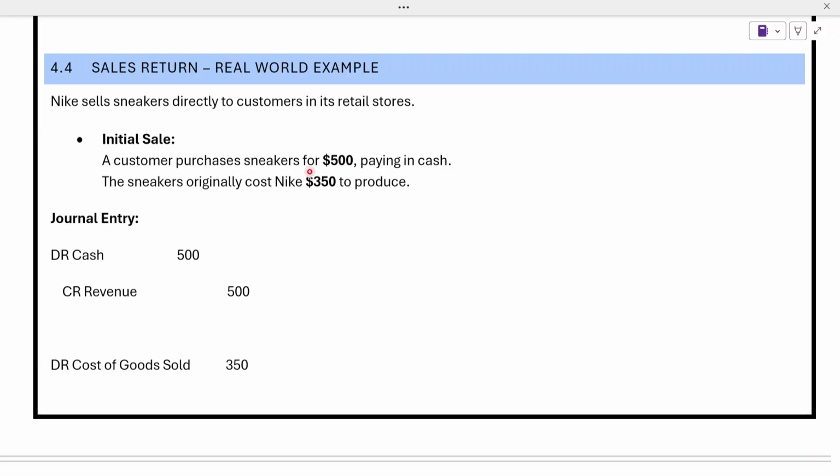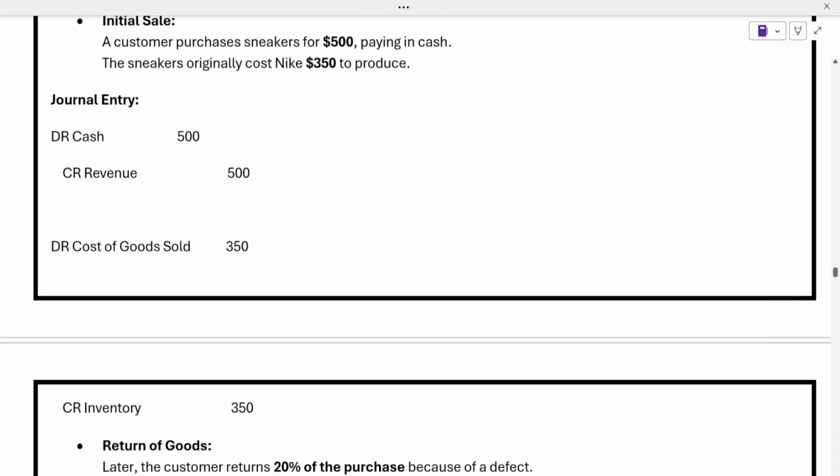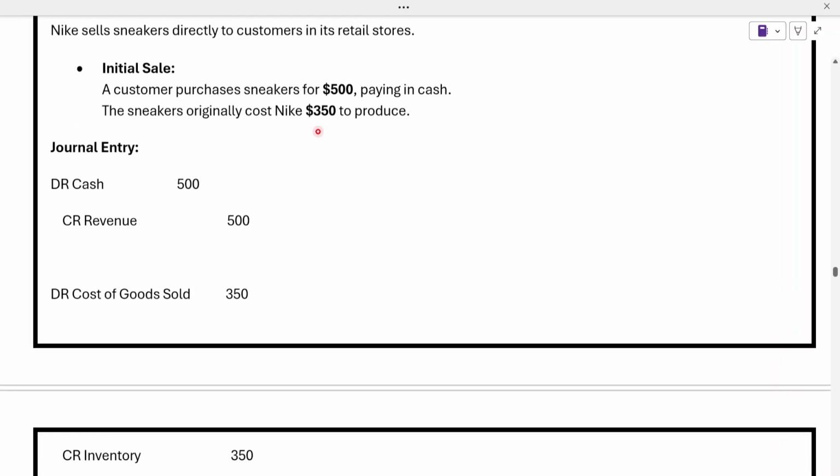So you know that the sneakers have been sold for $500, so they have received cash of $500. They will debit cash, and they will credit the revenue, because this has created revenue for Nike. Now, from the P&L perspective, this inventory worth 350 has also been reduced from Nike's inventory, because it has been sold.